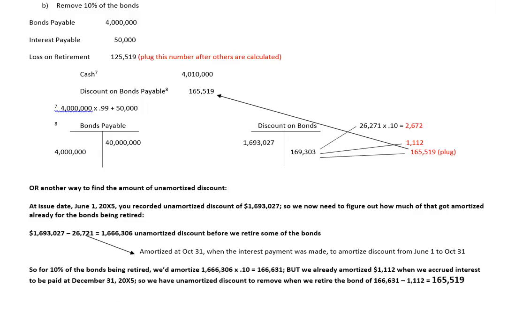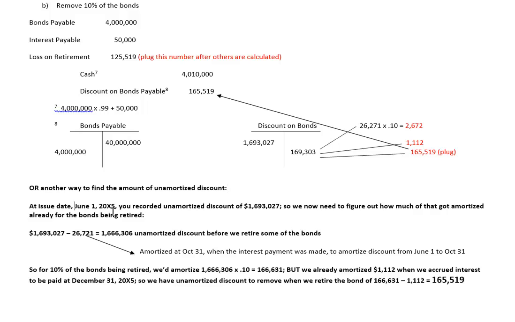Hi folks, welcome to this video which presents another way that you can calculate the unamortized discount to be removed from the account at retirement. So far we've looked at the T account method. Sometimes students are saying, these T accounts are too confusing. Is there an easier way? Well, it's all predicated on the same math, but if it's visually better for you, let's look at another way to find the unamortized discount.